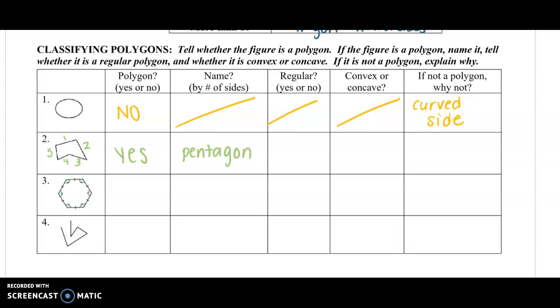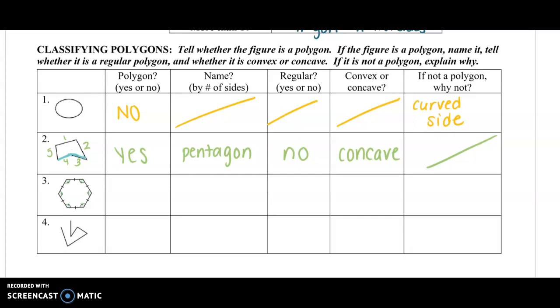Is this regular? Nothing is marking it to say that all of these sides are equal and all the angles. If you look at it, it doesn't look like it. So no, it is not regular. And then is it convex or concave? You can see that this one side here caves in, which means that this would be concave. And we can ignore the last one because it is a polygon.